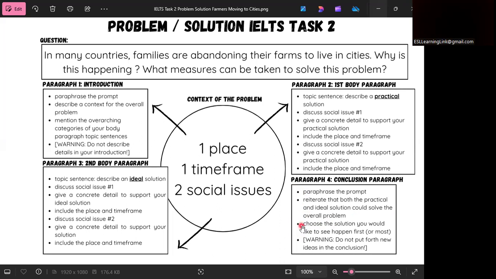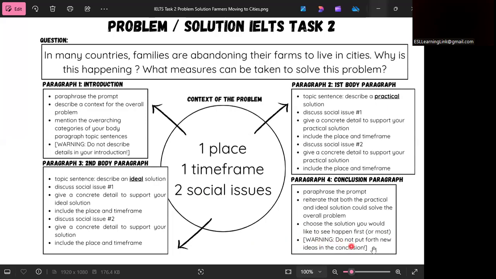I would prefer to see the ideal solution happen, if only we can get our act together. If only people could work together, or governments could work together, or governments could provide subsidies, whatever your solution may be. Right, so that would be what you would like to happen most. You probably want the ideal solution to happen most. Or maybe you're a more practical person and you want the practical thing to happen because you realize that needs to be the first step. So you could mention that. I would like to see the practical solution happen first, and I hope that the ideal solution could one day happen in the future.